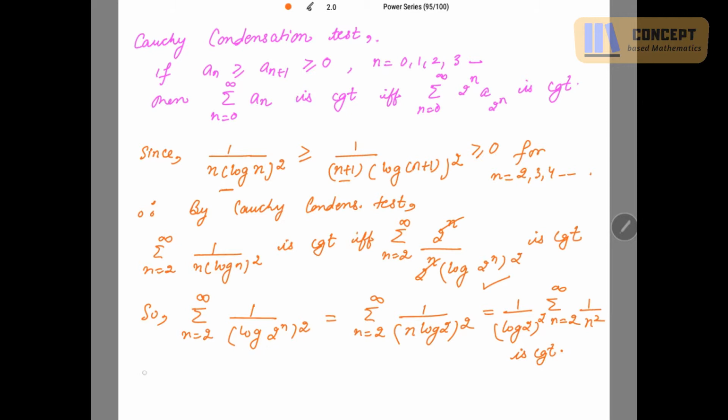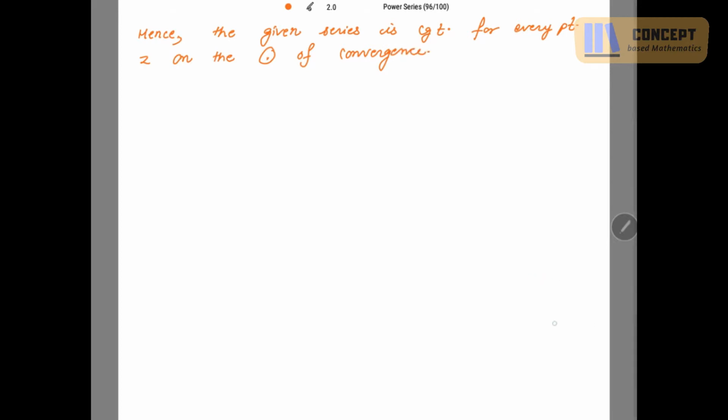So this is convergent, so hence summation n 2 to infinity of 1 over n log n square is convergent by Cauchy condensation test, and hence the given series converges. Hence the given series is convergent for every point z on the circle of convergence. Fine. Okay, so here the solution ends.